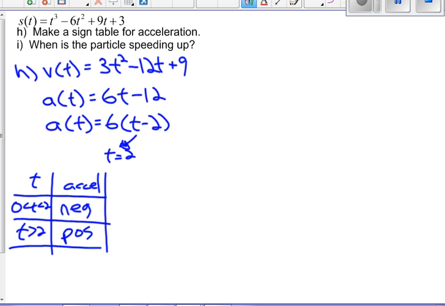So the last piece of the puzzle is, when is the particle speeding up? Now, there are a bunch of ways that you can look at this. You can look at the two tables for velocity and acceleration separately and try and figure it out. Or, if you like, you can make one mega table. So it's up to you, but we'll go through the mega table idea here.